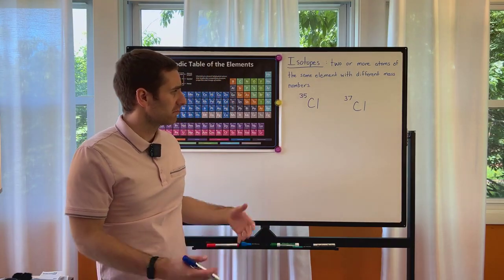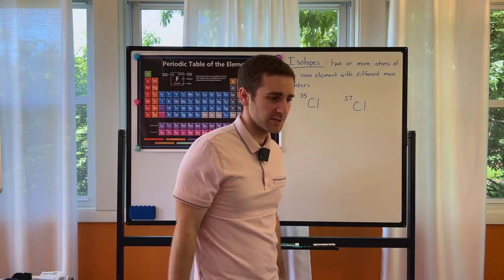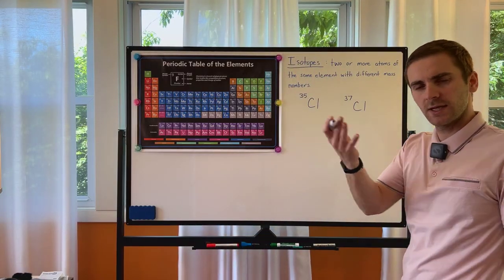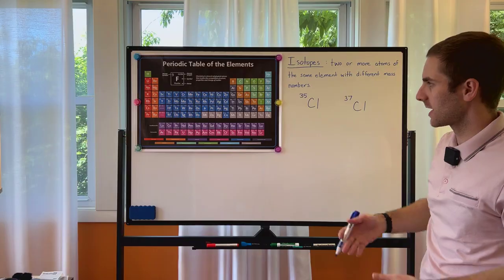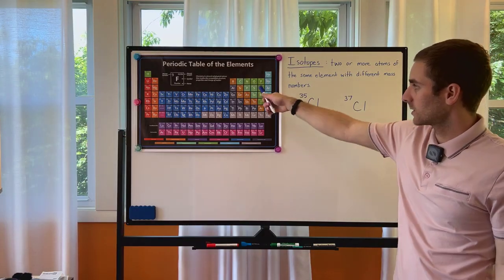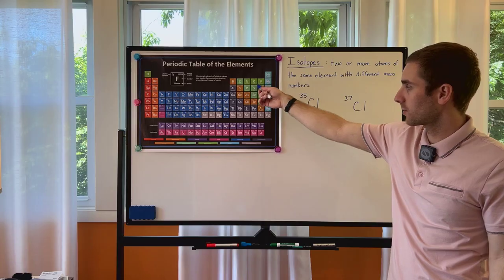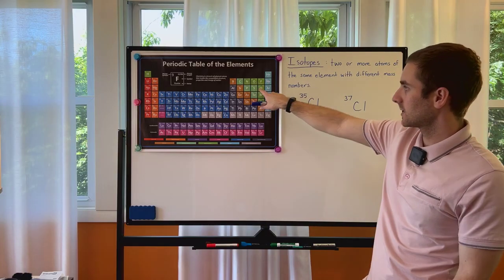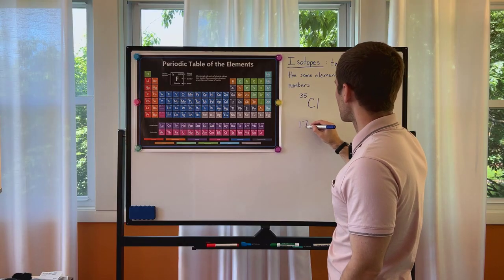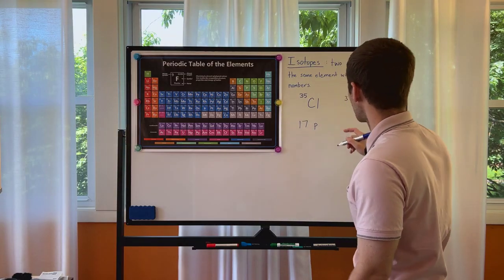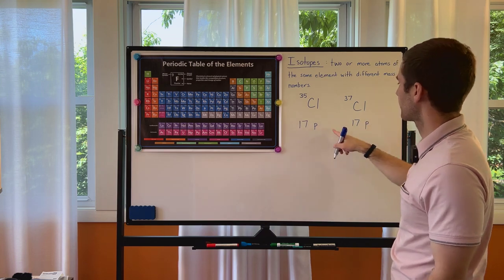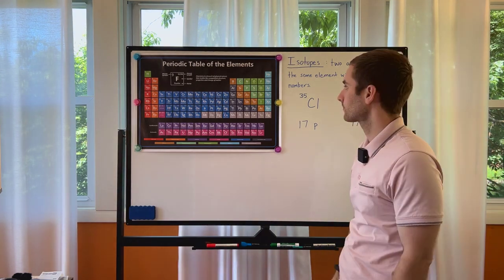And so one question they could ask you about this, we kind of did an example like this in the last video, is how many protons and how many neutrons are in each of these? Well, they're both chlorine. So if we look at the periodic table, the atomic number of chlorine is 17. That tells us the number of protons. So this has 17 protons regardless of which isotope we're looking at, because they're both chlorine.